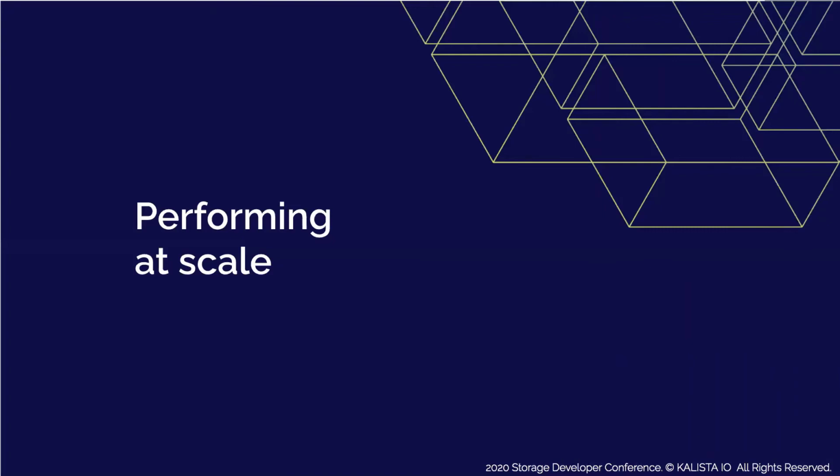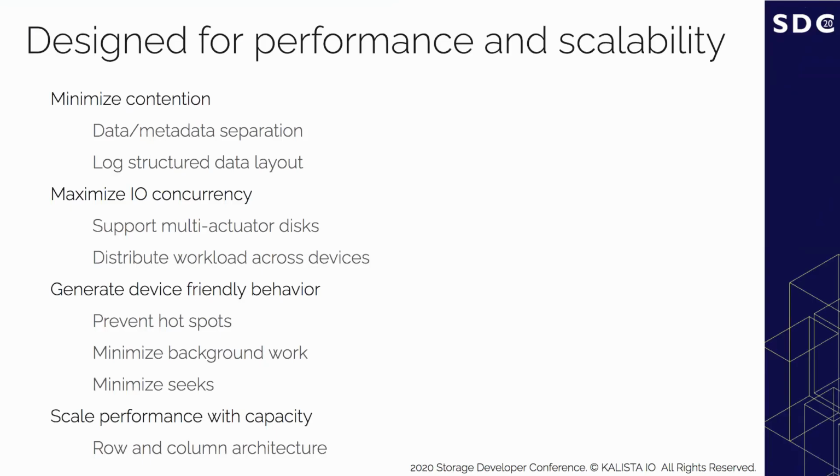Now, let's turn our focus to performance. We designed Phalanx from the ground up for performance and scalability. We created an innovative row and column architecture for this very purpose, so that every time a device is added to Phalanx, both capacity and performance are increased. In addition, device awareness and intelligence are built into every I/O. We will discuss what this means in a later slide.